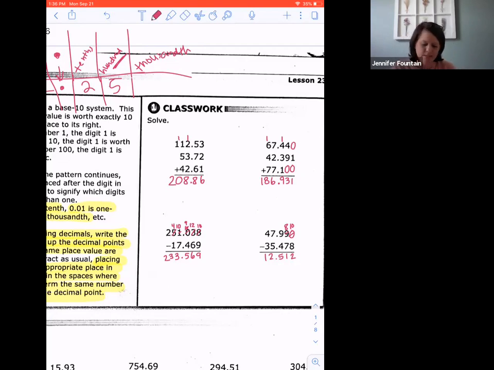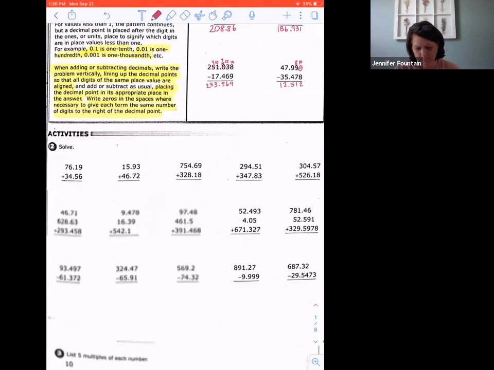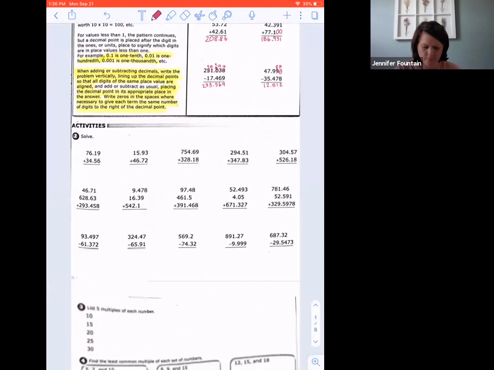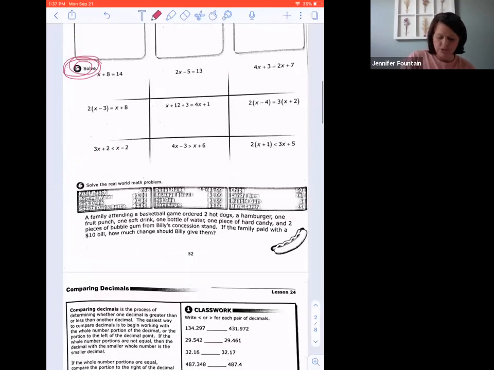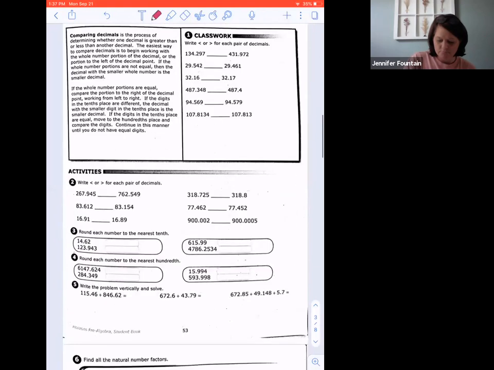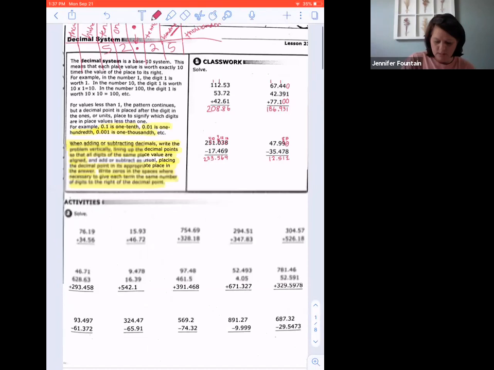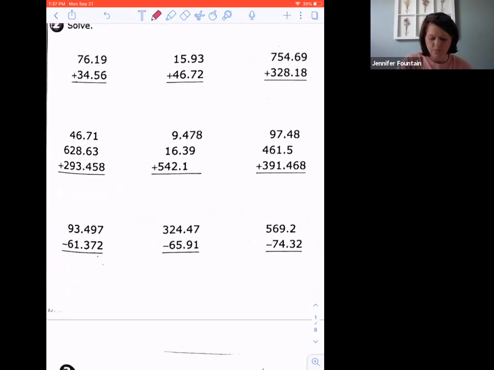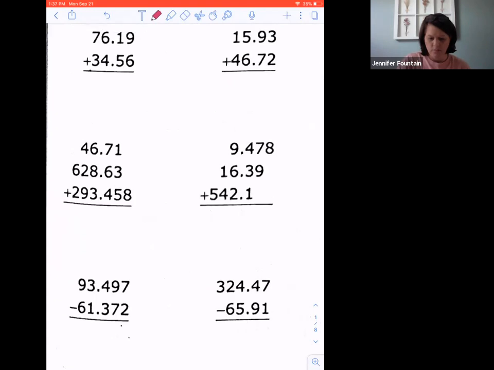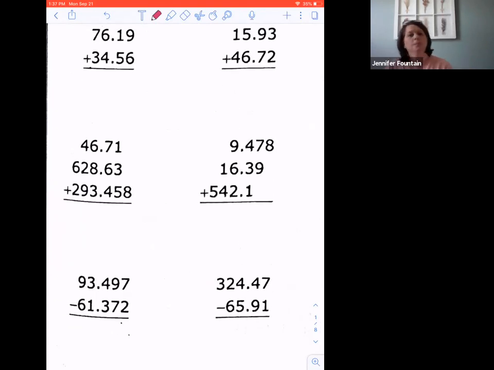All righty. Y'all ready to get started back? All right, so what we're going to be doing, I don't want to load too much on you, so we will do the first two columns together, and then we'll let the rest of this section be for homework. And then we'll do our next section, which is comparing and ordering decimals, and that'll be it for today.